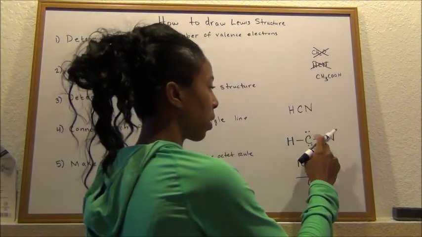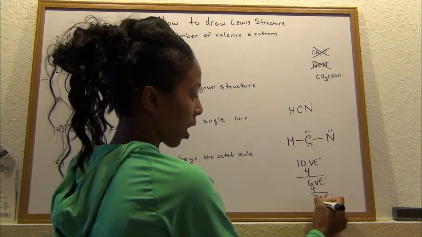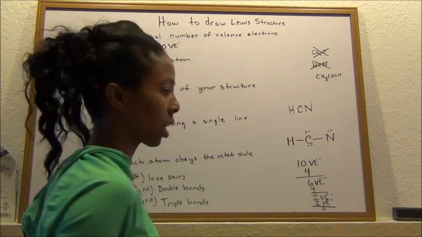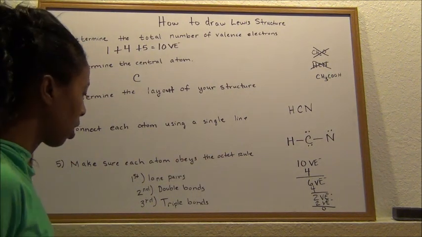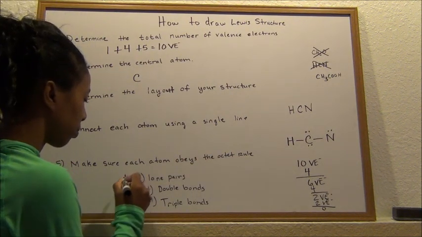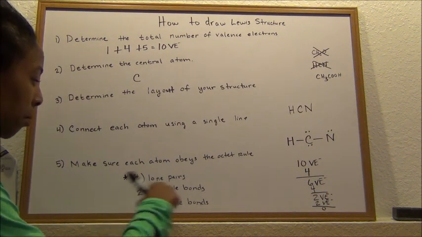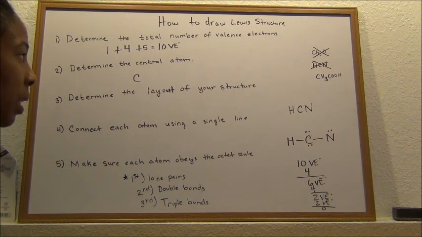So for nitrogen, we have 2, 4. And we can't make it obey the octet rule by using lone pairs of electrons because we've run out of electrons. So we've used the first rule. So the second rule we can kick into effect. We can use a double bond.